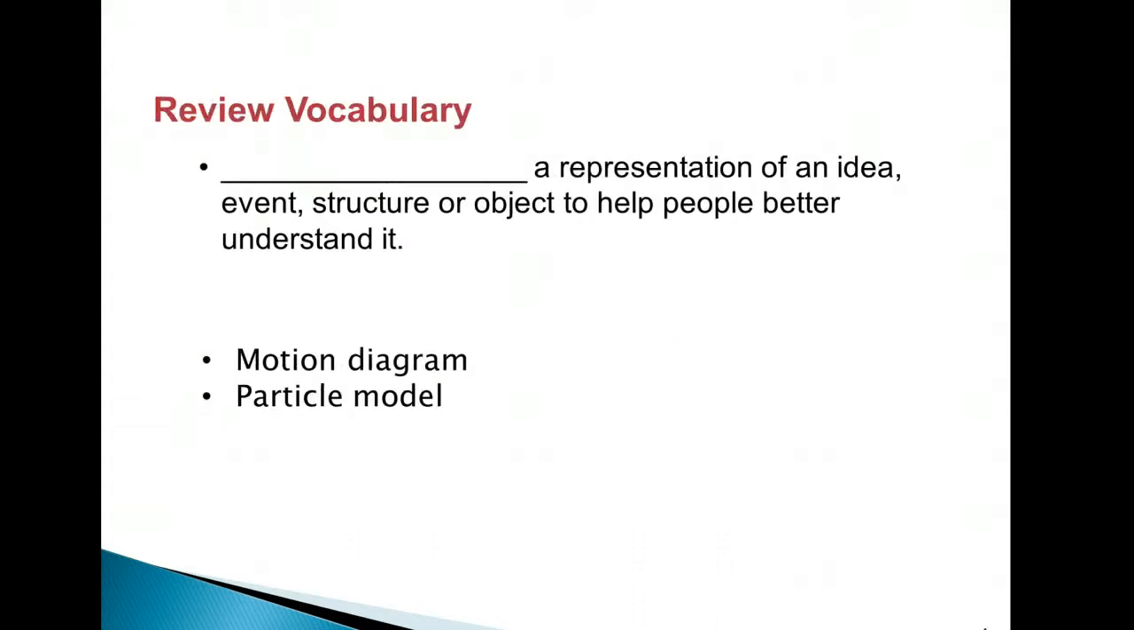What goes in this blank here would be the word model. When we're talking about things in physics, we're talking about modeling motion. A model is a representation of an idea, event, structure, object. Think about a fashion model walking down a runway. What are they really representing? They're representing an idea, some designer's idea that he wrote down, then designed and put on a model so that people could see it and talk about it and engage in this idea.